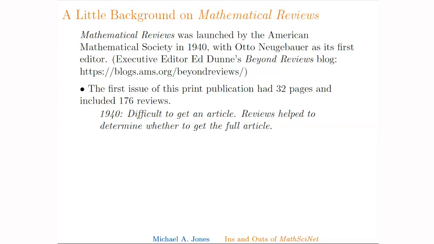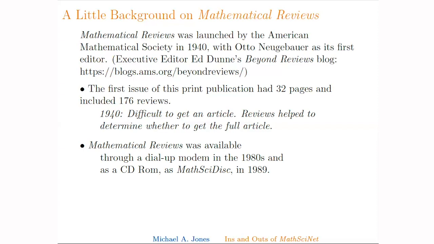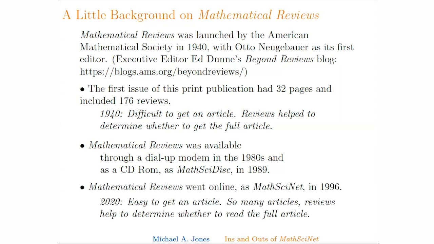Times, of course, changed from 1940 as we moved closer to the present. And in the 1980s, you could actually get Mathematical Reviews through a dial-up modem. And then also as a CD-ROM in 1989, something called MathSciDisk. I remember living outside New York City and going into Columbia University and using MathSciDisk in about 1994 and 1995. In 1996, Mathematical Reviews went online and changed its name, sort of, to highlight this aspect of it, and called it MathSciNet because it also contains some other features.